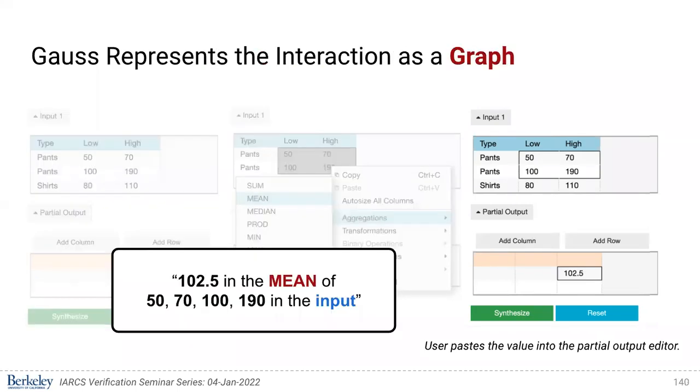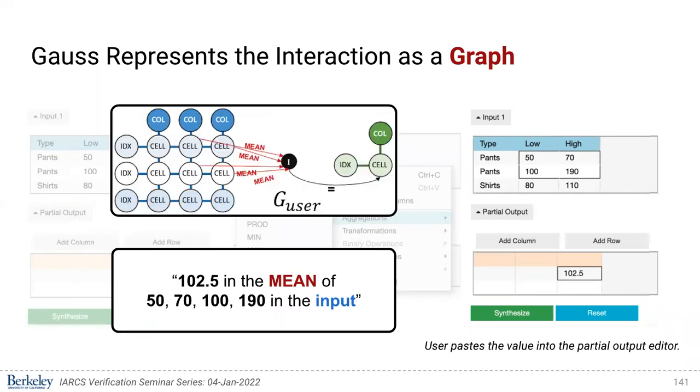And the way Gauss captures the interaction is as a graph. So in this case, 102.5 was computed as the mean of these 4 values in the input, right? Similar to what we did in AutoPandas, we represent this interaction as a graph. You can see these special mean edges going to this intermediate node that then has an equality edge with the output cell. So this graph overall captures the fact that this one cell in the output is actually the mean of these 4 cells in the input. So you're retaining that information. You're not losing it as would be the case in plain input-output examples.